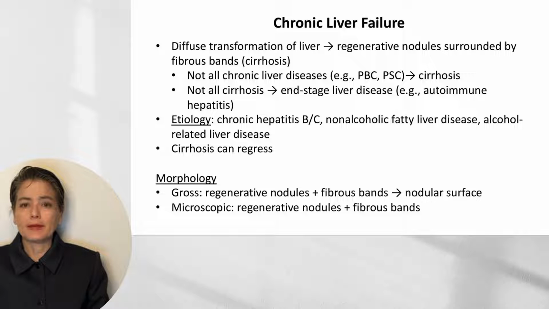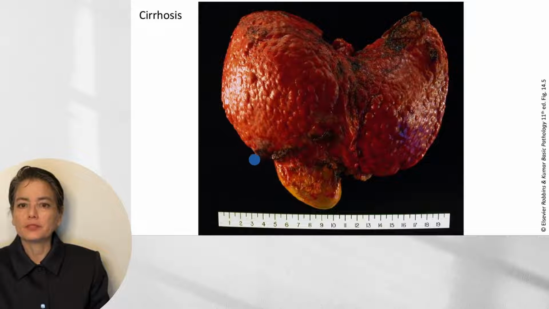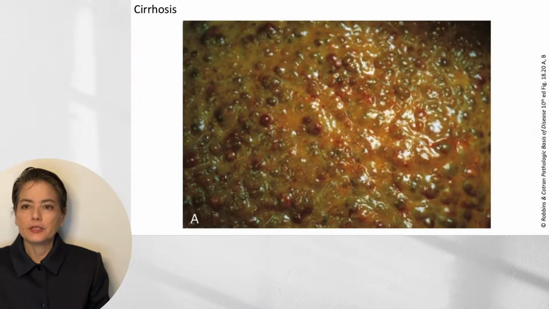So both grossly and microscopically, we're going to see regenerative nodules separated by fibrous bands. And grossly, this is going to appear as a nodular surface. So let's go ahead and take a look at that. Here you can see a gross specimen of liver, which has this very nodular and bumpy surface. You can also appreciate that this liver is quite small. That's one of the findings in cirrhosis, is that the liver tends to contract with these fibrous bands and become small and shrunken. Here's a higher power view of the surface where you can appreciate this nodular appearance, as well as a slight greenish tint from cholestasis.